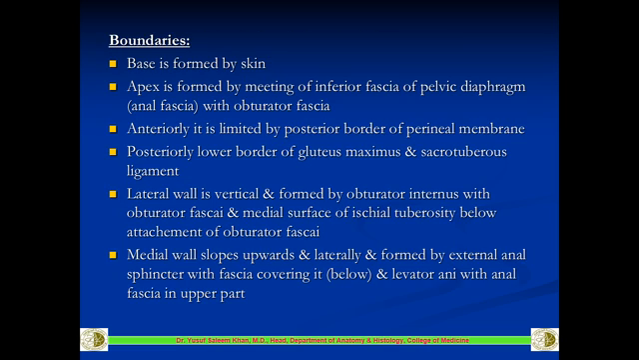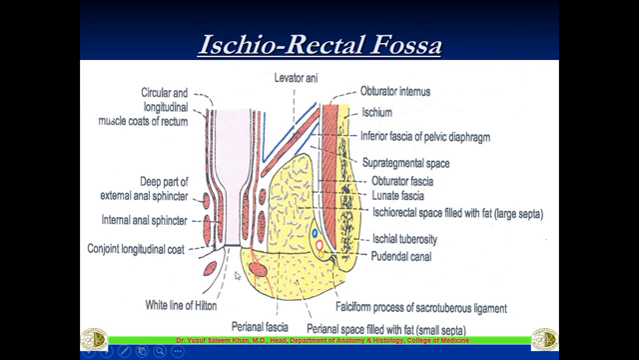So what are the boundaries of this? We'll go much in detail about the boundaries of this fossa. Okay, so the base is formed by the skin, as you can see here. So this is the anus, here is the anal canal, here will be the anus, and beside that will be the skin. So this forms the base for this, filled with fat inside.